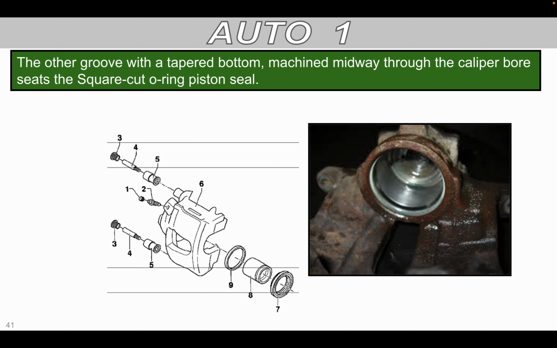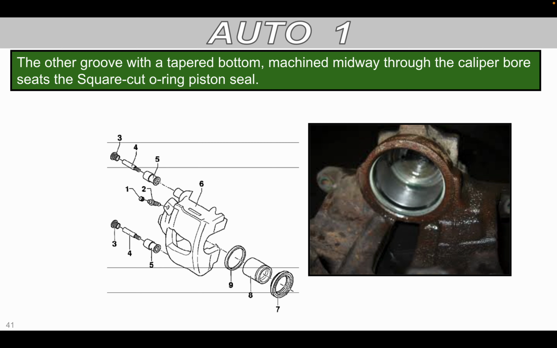Okay. Now the dust boot prevents dust from getting inside in between the caliper and the piston. What does the square cut O-ring piston seal do? Seal pressure. Does 2 things. Seals. Okay? It obviously seals the piston. Actually, it seals the brake fluid inside the caliper. Okay? It allows the piston to move back and forth without causing brake fluid to leak out. Okay? That's its number 1 job.